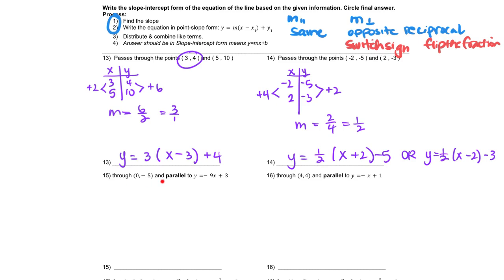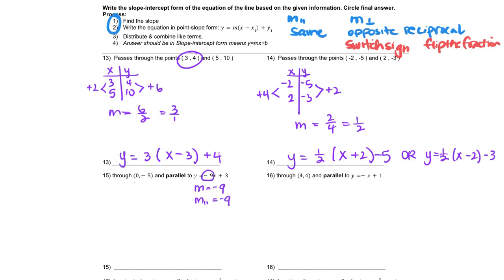For example 15, we're talking about a line that goes through the point (0, -5) and is parallel to this equation right here. So the only thing we care about in this equation is the slope. The slope, remember, is the coefficient of x, so I look in front of x. This right here is my slope, and my parallel slope is going to be exactly the same.